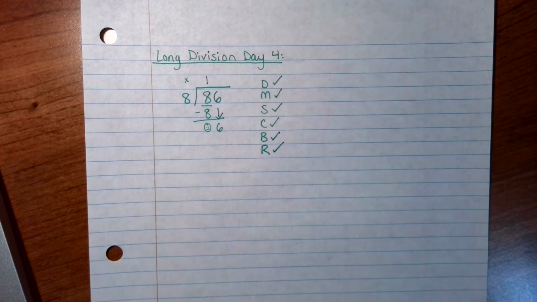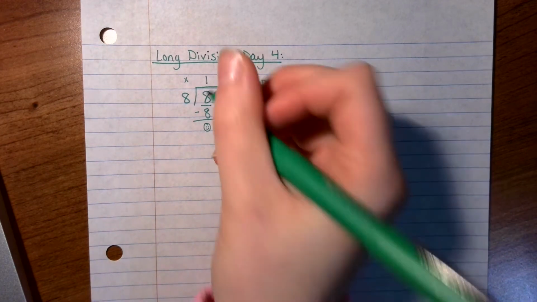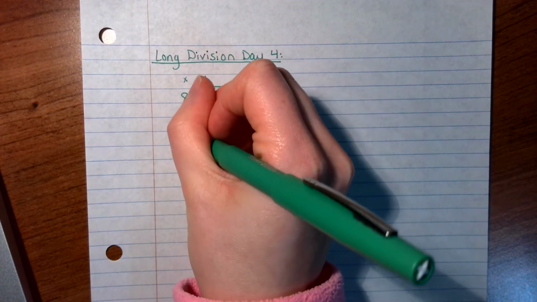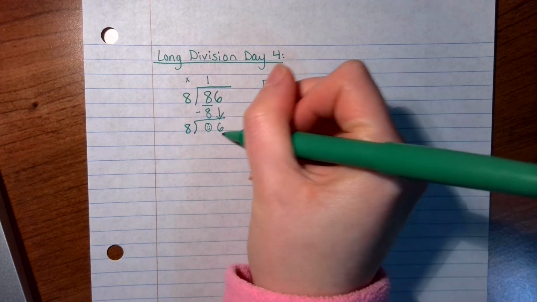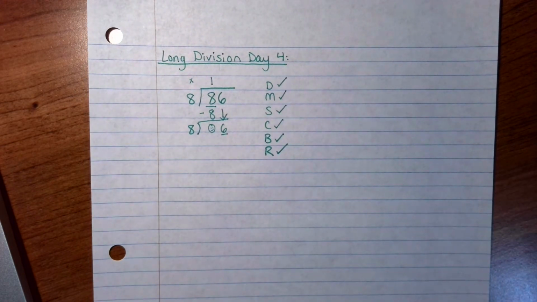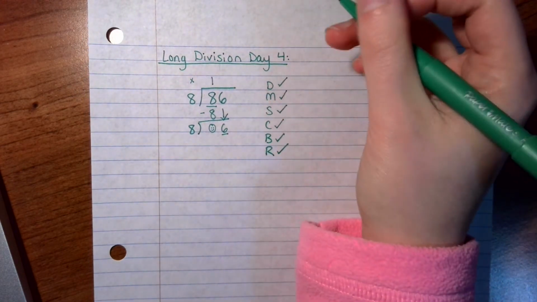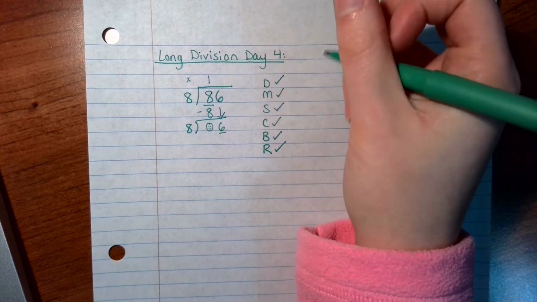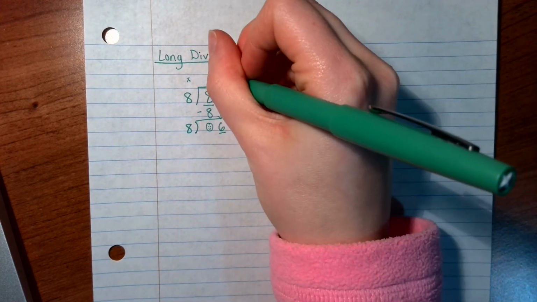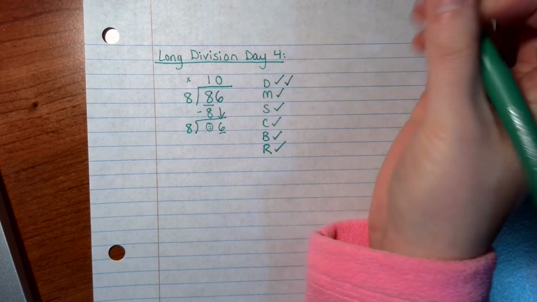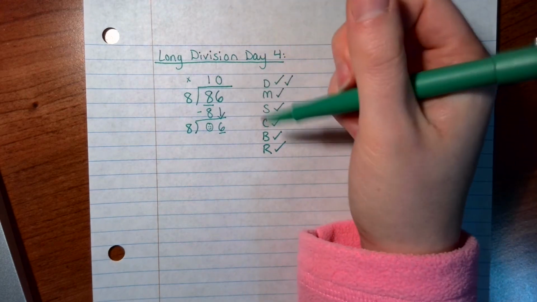Okay, so here's where things get a little bit tricky because we're still dividing by 8, but 8 cannot fit into 6. And since we are repeating, we have to divide. 8 goes into 6 0 times. Remember, 0 can be a part of your answer.